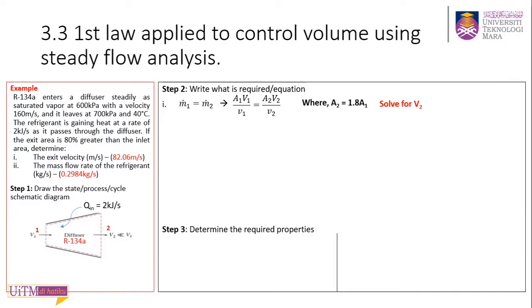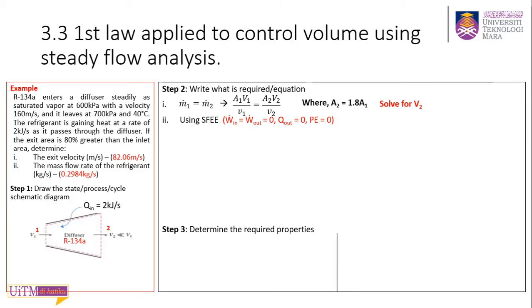To determine the mass flow rate, we cannot use the mass flow rate equation because we do not know the values for inlet and exit area. Therefore, to solve for mass flow rate, we will use the SFEE because why? Because the term for mass flow rate is written in the equation.